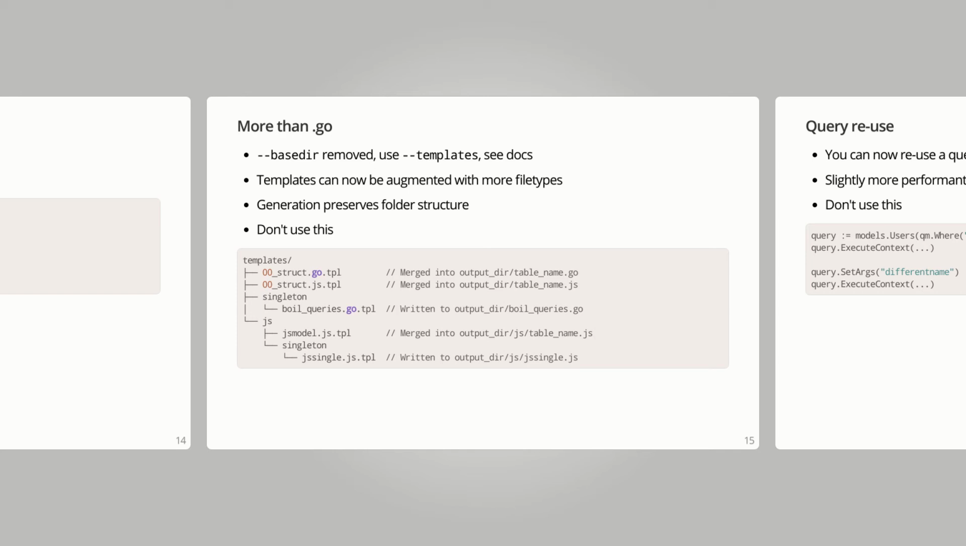So what this means is that templates can now be augmented with more file types. Generation also preserves the folder structure, which is useful. So if you have a whole pile of JavaScript or protobuffer, you can put that in a folder by itself and then move it or do whatever you need to transform that later.